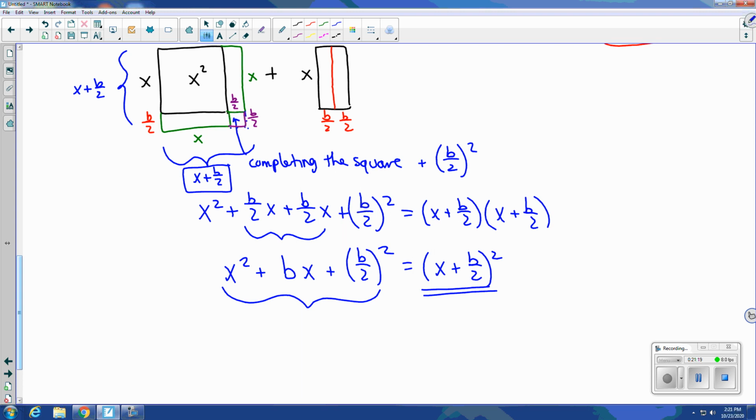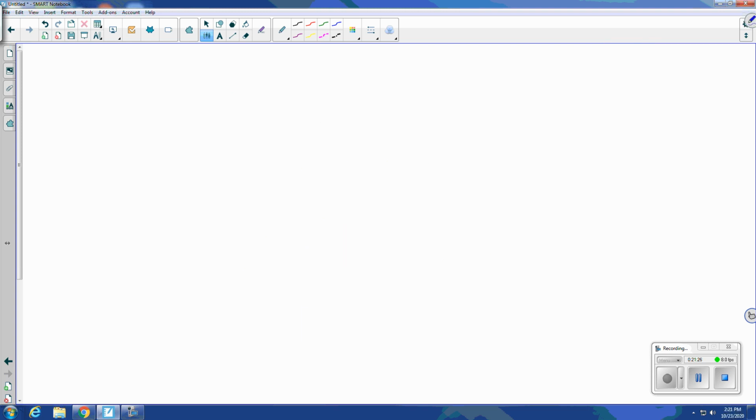Now let's look at two examples. Actually, let's look at the two uses, I should say. So example 1, we're going to do a solving problem. So we're going to solve.